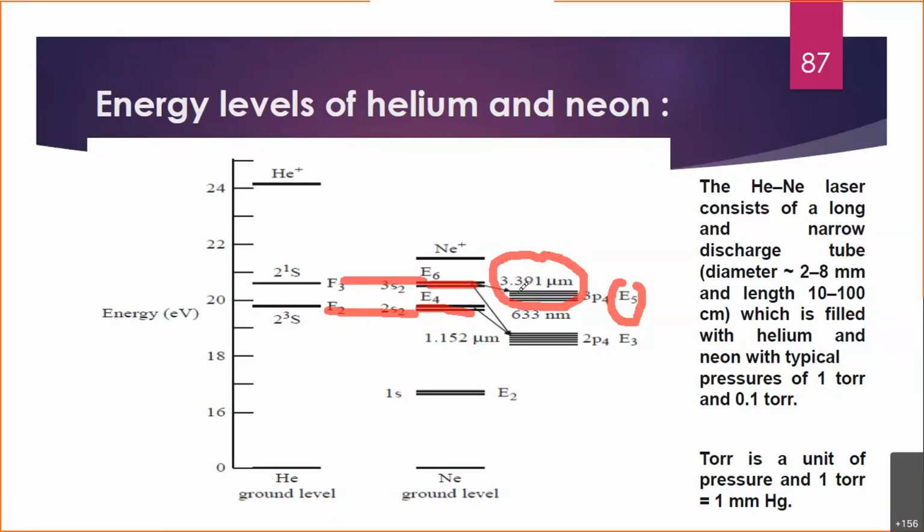Why is this number so small? Because the energy level difference between E6 and E5 is very small. If the energy level difference is small, then the wavelength will be large, and that is why you are getting the wavelength in micrometers. Second thing, you see E6 to E4.